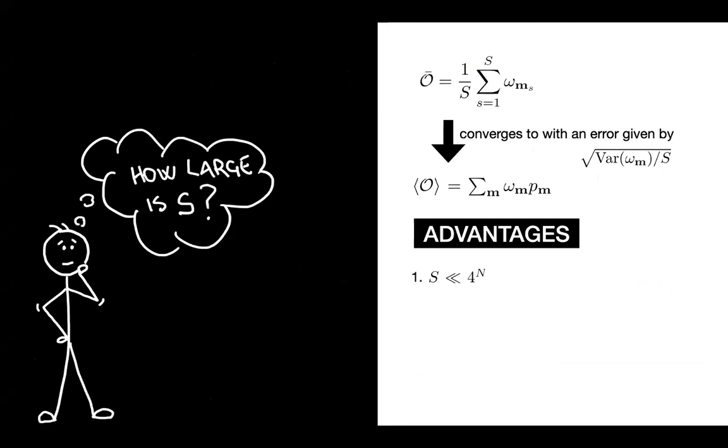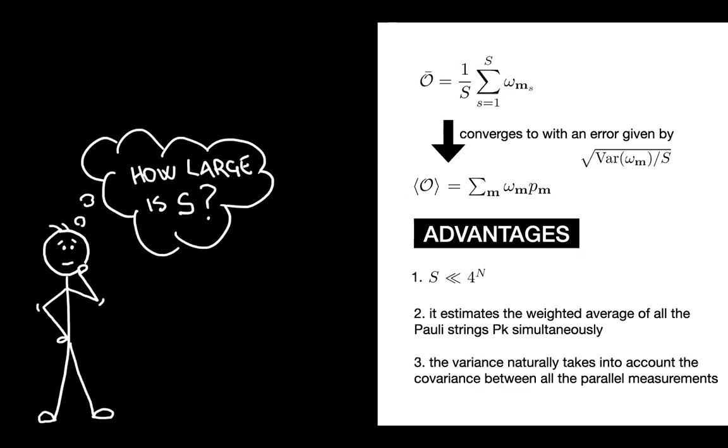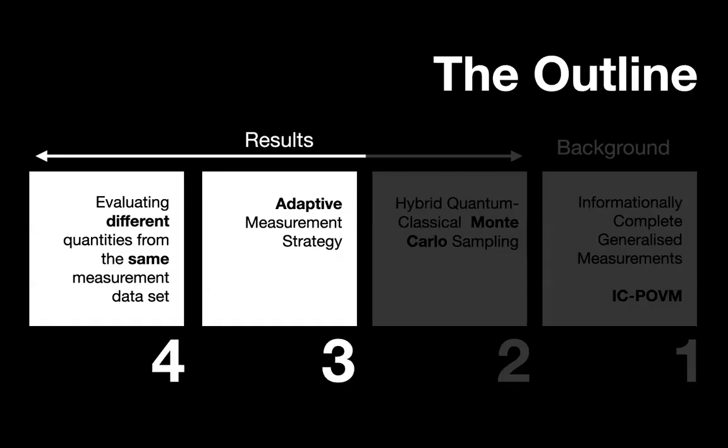And I will show you results of numerical simulations proving that, first of all, S is always much smaller than 4 to the n, but this is really the spirit of Monte Carlo sampling. I mean, this is just because of Monte Carlo sampling. But importantly, what we are estimating is the weighted average of all the Pauli strings simultaneously. And this is important because then it is clear that the variance naturally takes into account the covariance between all the parallel measurements.